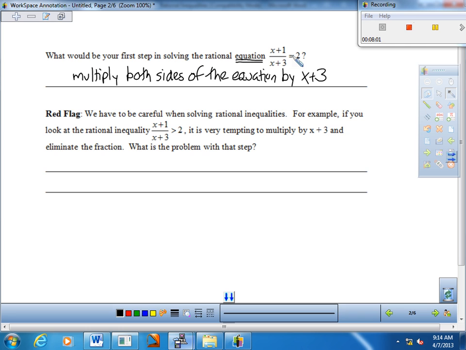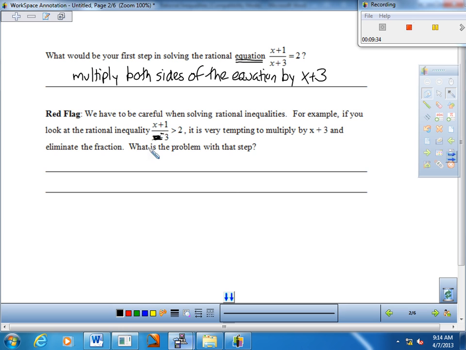Well, here's the issue. And don't write this on your paper because I'm going to erase this momentarily. If this wasn't x plus 3, so for example, if this was just a 3, and again, don't do this on your paper because I'm going to fix that momentarily. If this was a 3, it would not be a problem at all. I would multiply both sides by the 3, and I would go for it. Wouldn't be a problem.